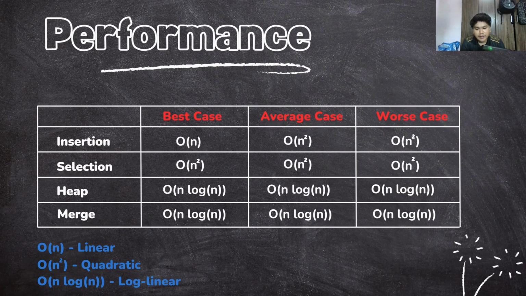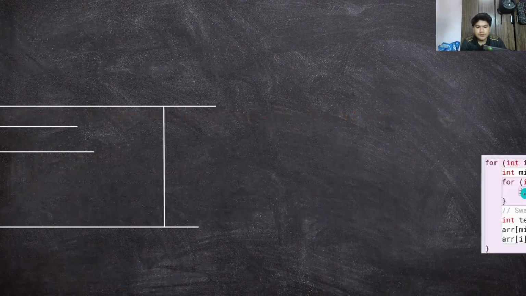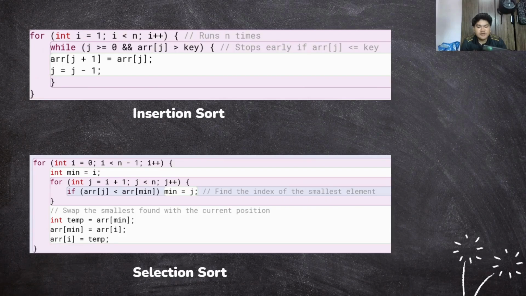For heap and merge, we know that they divide the elements, so they will use the log linear operation. Okay, so let's look at some code snippets to see more clearly. For insertion sort, we can see that it will run the loop one time through the elements. Next, for the selection sort, to find the smallest element, it will run a nested loop.